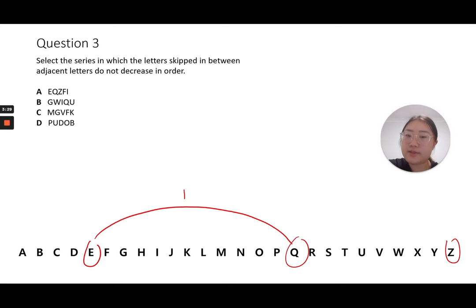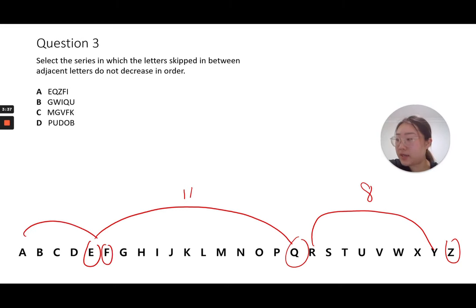Okay, it's actually 11 letters. Then the gap here is 8 letters. And then Z to F, the gap would be 5 letters, and F to I is 2 letters. So this one does check out. It decreases as it goes on, so A is okay.